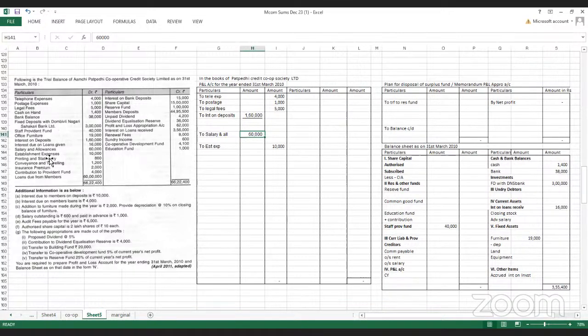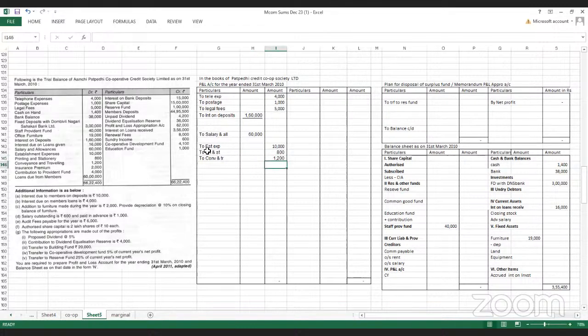Okay, next is printing and stationery. What is the amount? 800 in the outer column. There was no adjustment on this also, I think. Next, conveyance and traveling, 1,200. No adjustment is there, right?